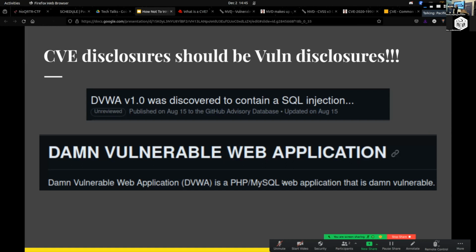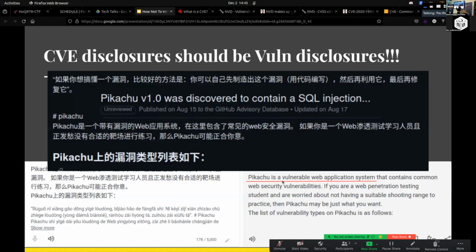No, that's not true. No, there's more to the story. Okay, do you know what actually happened? They submitted two. They submitted two CVEs for purposely vulnerable web applications. Okay, Pikachu's the other one. It's the Chinese version.